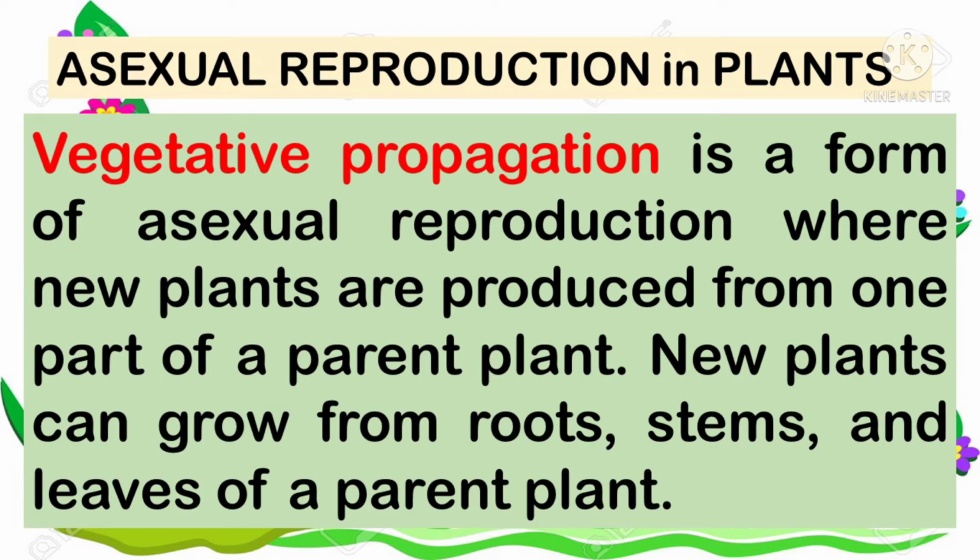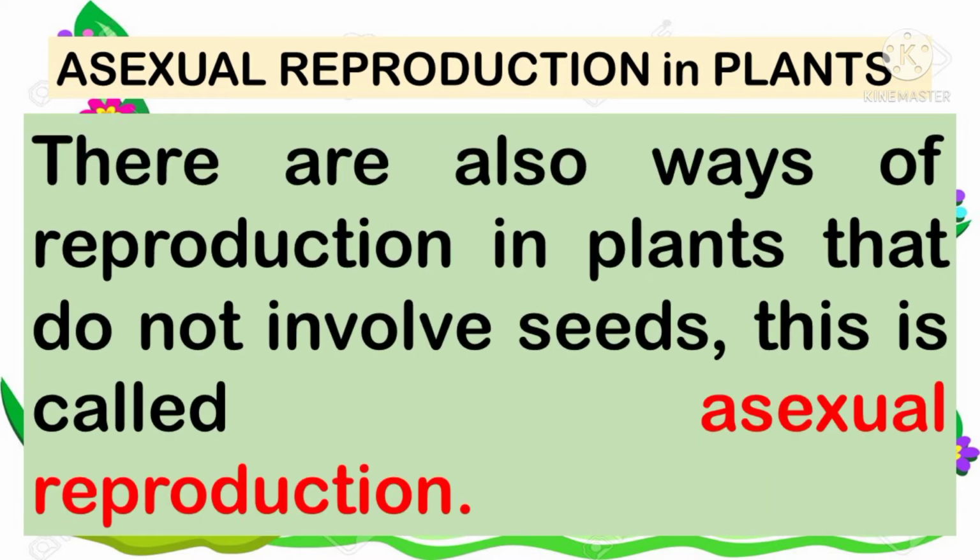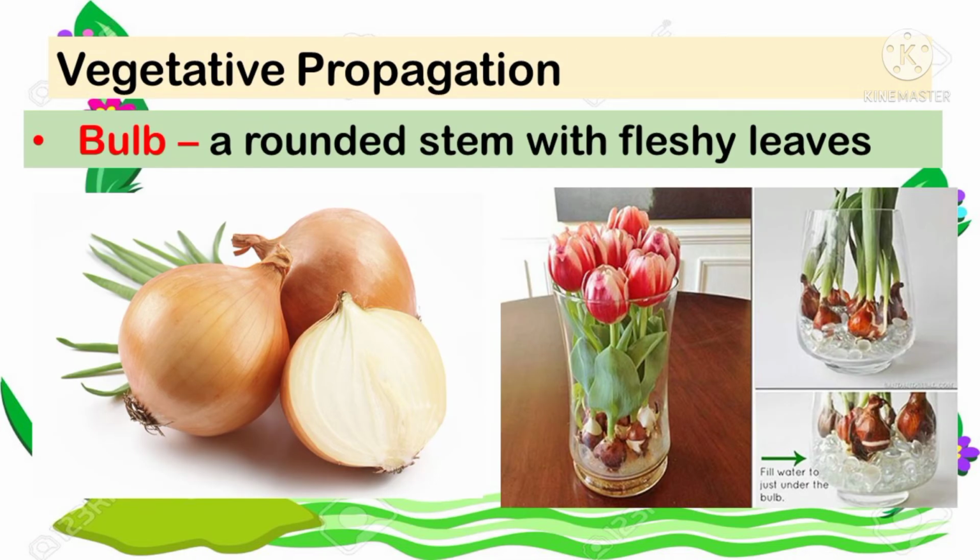And now let's talk about asexual reproduction in plants. There are also ways of reproduction in plants that do not involve seeds. This is called asexual reproduction. Vegetative propagation is a form of asexual reproduction where new plants are produced from one part of a parent plant. New plants can grow from roots, stems, and leaves of a parent plant. These are the common types of vegetative propagation.